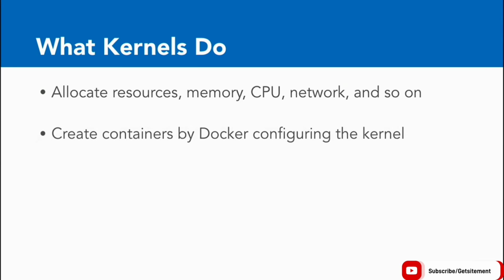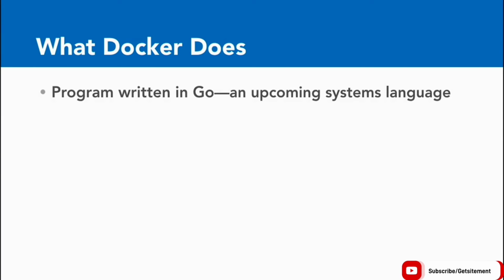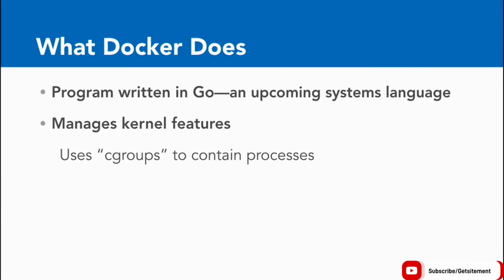And Docker is a program which manages the kernel. So Docker is, well, three things. It's a program written in Go. Go is a nice up-and-coming systems language, and its job is to manage several features of the kernel and use these features to build the concept of containers and images. So Docker primarily uses cgroups, or control groups, to group processes together and give them the idea of being contained within their own little world. That's what keeps one container from interfering with any other.